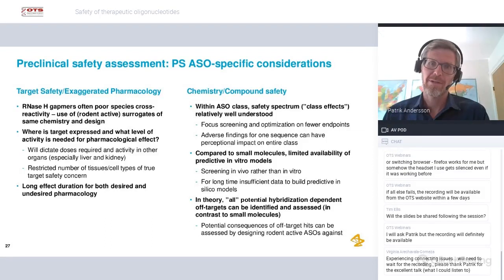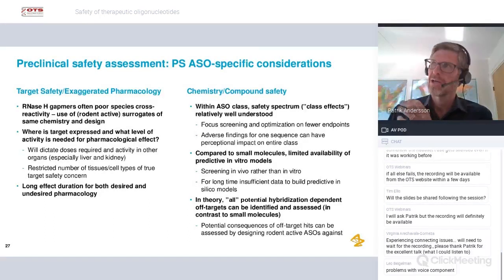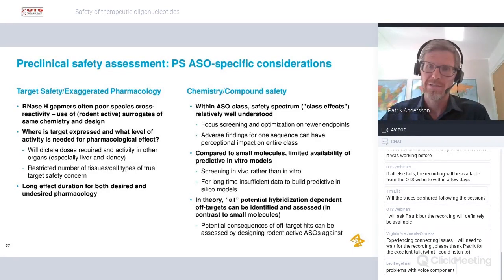And here's the last thing about the potential. In theory, doing the in silico approach, all potential hybridization-dependent off-targets could be identified and assessed. And I would say this is in contrast to small molecules, where you can rely on the panels that are included in the companies where you do the screening. So this is good, but it can also be quite overwhelming that you can theoretically identify all of them.